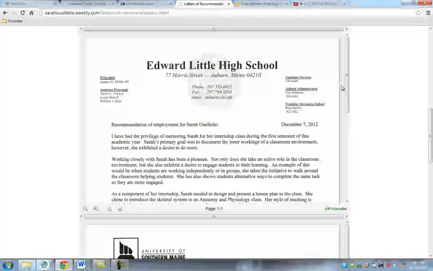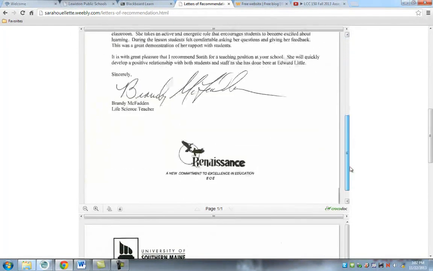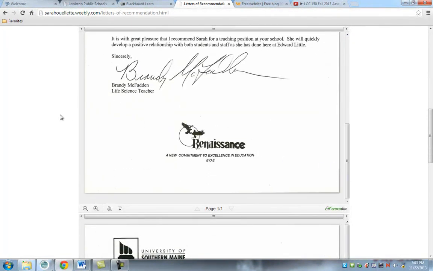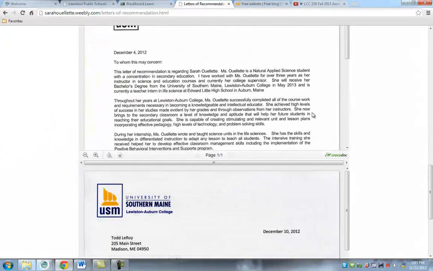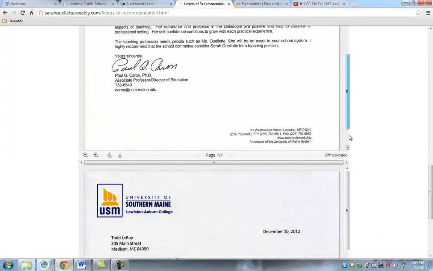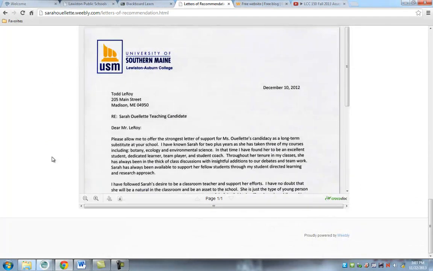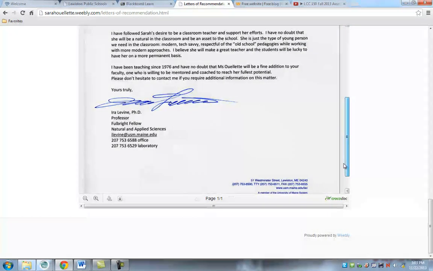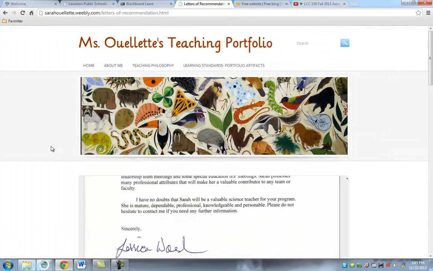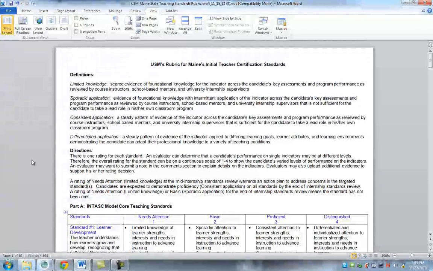And then she has the person that she did the internship with, Brandy, and then some guy over here that was her advisor, who was also part of it. And we have another one here that does science and so on, natural and applied sciences. I wrote that as well. So this gives you an example of how to use a teaching portfolio and use this rubric here for your certification standards. Hope that it helps, so I'll talk to you later.